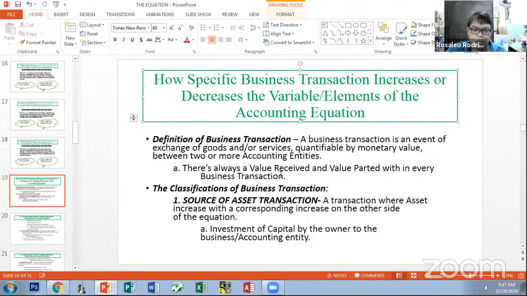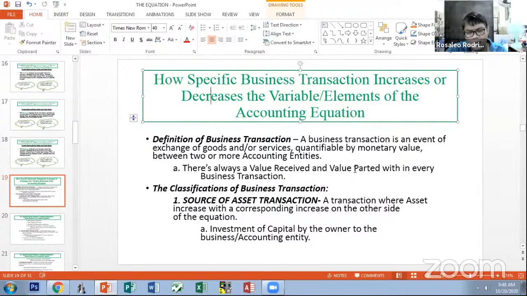So, in a business transaction, the seller, the accounting entity we're accounting for, receives something. Like a cash sale, he receives cash. And he parted with something, the product or the goods that he sold. So value received is cash, and value parted with is the goods or services, the cost of the goods, and physically the goods that he sells to the buyer.